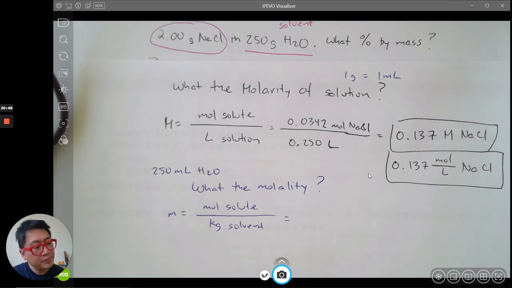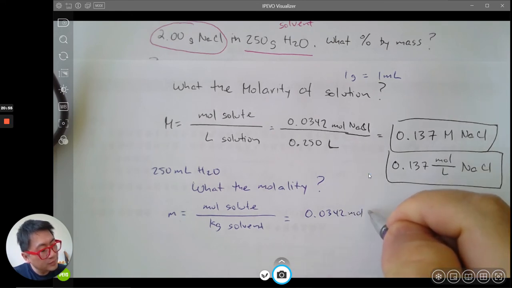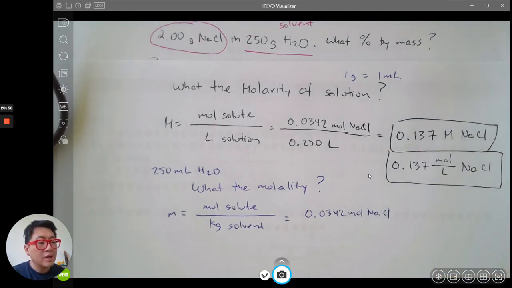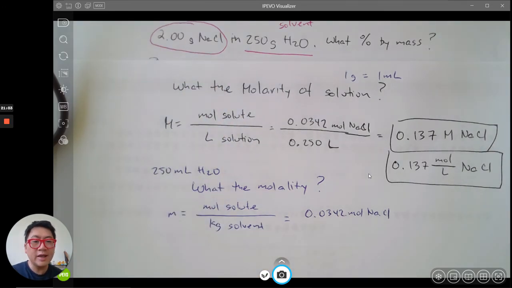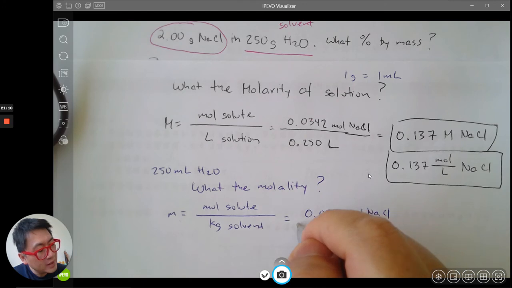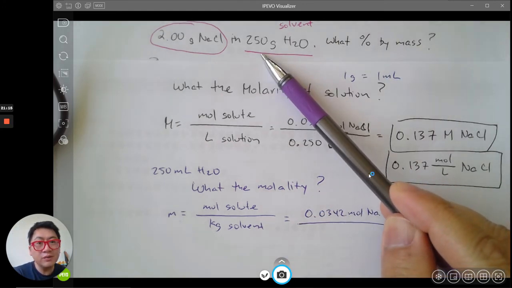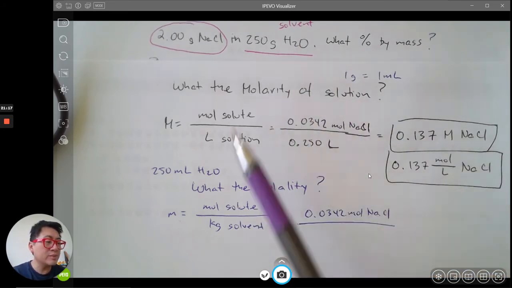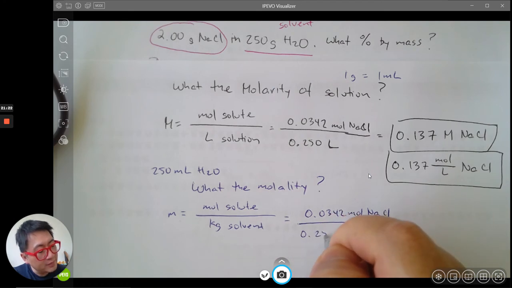Moles of solute, well, it's the same solute. In this case, 0.0342 moles. Technically, I had to convert the grams into moles, but we've already done that, so I don't want to do that again. Convert the grams to moles. 0.0342 moles of salt, divided by kilograms of solvent. What's my solvent? 250 grams of water. It's already grams. Well, grams to kilograms, that's easy. Divide by 1,000.